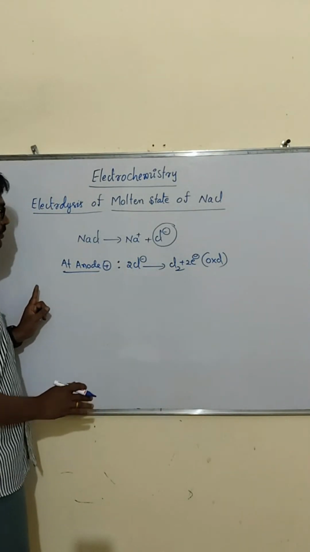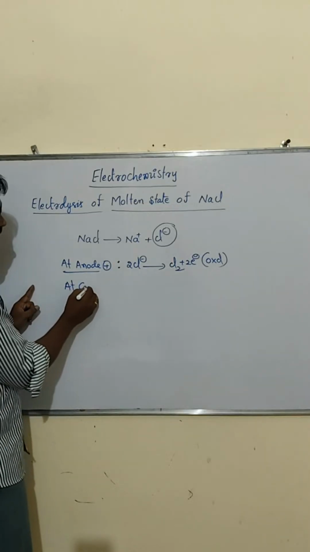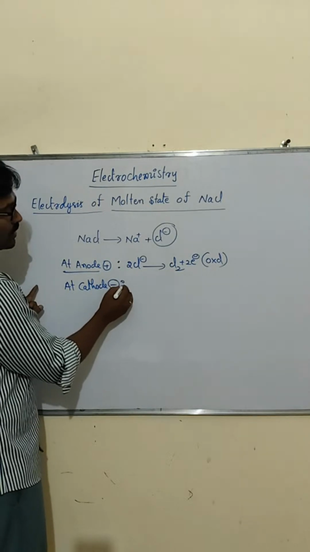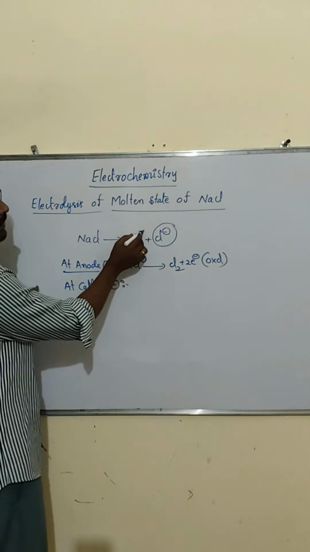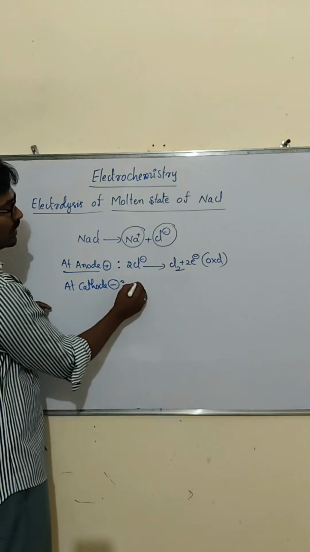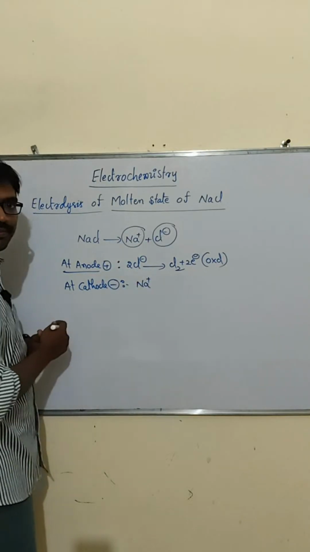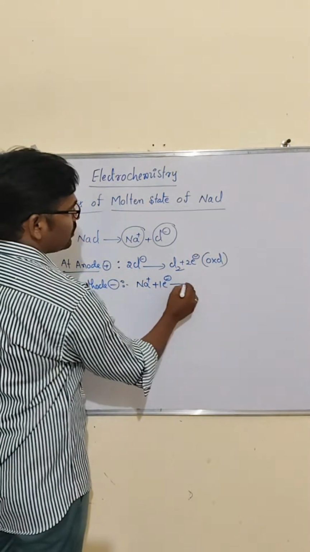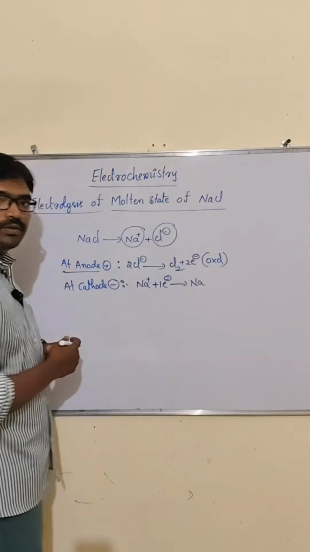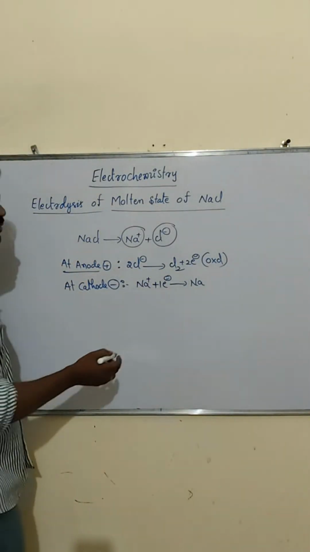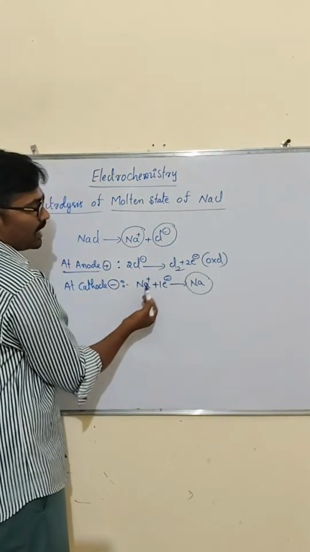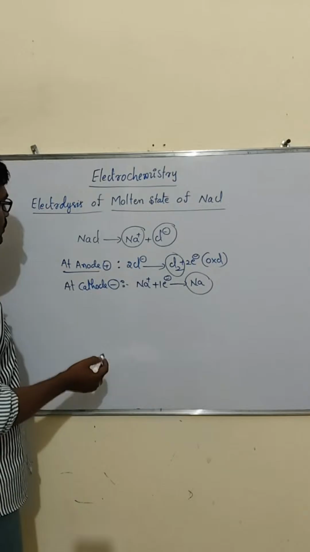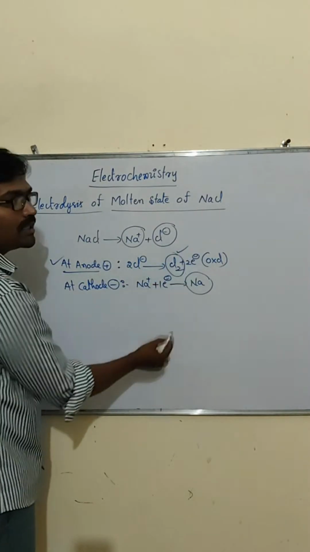Then at the cathode, which charge? Negative charge. So at the negative electrode, positive ions come. Na plus, by adding one electron, will be converted into sodium. Sodium, clear? Now Na plus can be converted into sodium, and Cl minus can be converted into chlorine gas. So at the anode, chlorine gas will be released.